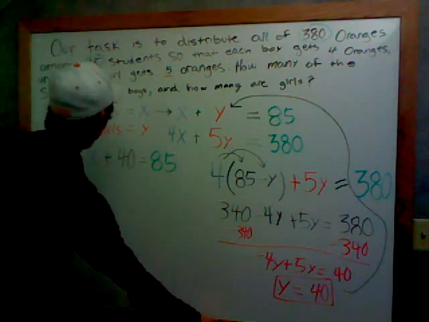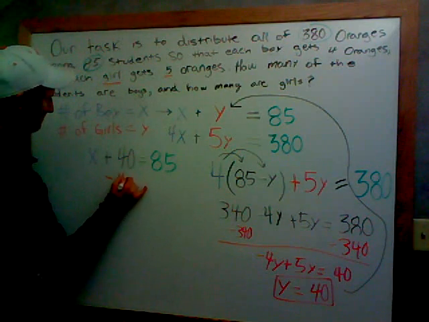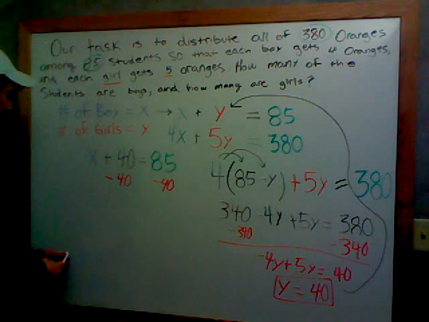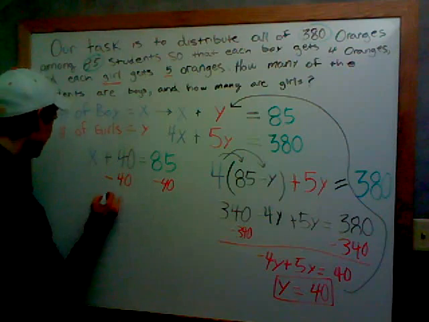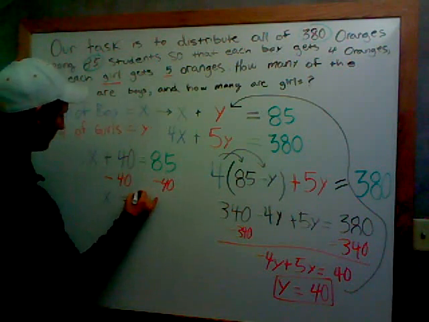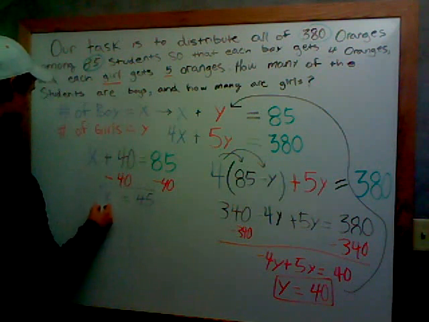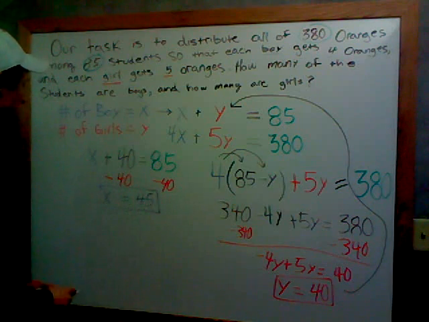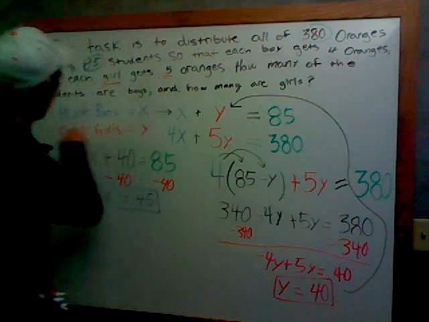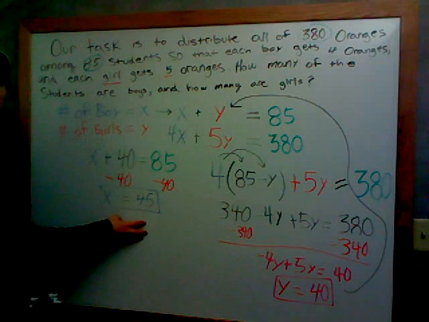So now what we do is we just solve for x. We're going to subtract 40 from each side, and our new problem is now looking like this. x equals 85 minus 40, which is 45. So, after all the equations have been worked out, we know that y, which was the number of girls, equals 40, and x, the number of boys, equals 45.